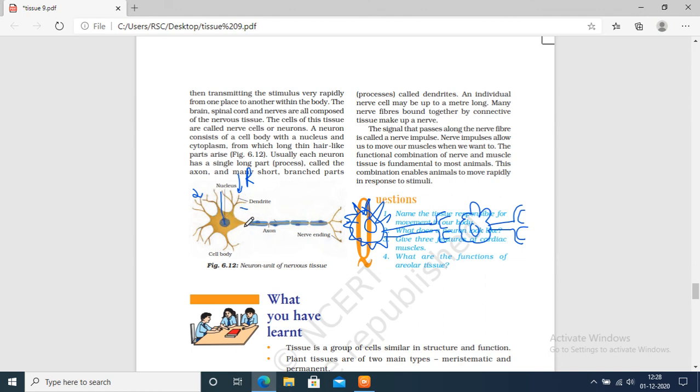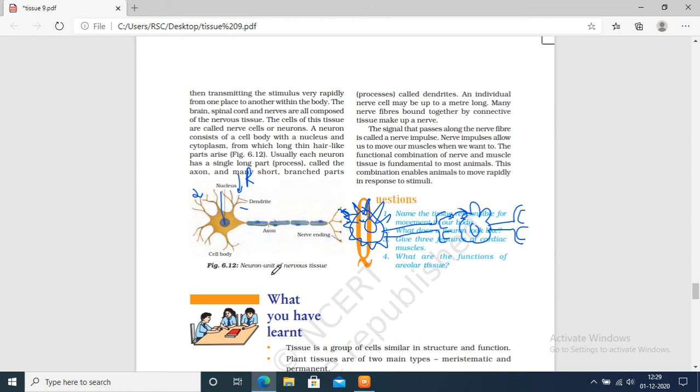cell body, from the cell body the information will travel through the axon, and from the axon the information comes to the nerve ending. From the nerve ending, the dendrites of the next neuron will take the information. This information will again move to the cell body, then through the axon and through the nerve ending of this neuron. So from this nerve ending, the information is transmitted to this neuron's dendrite, and like this the information travels in the body.